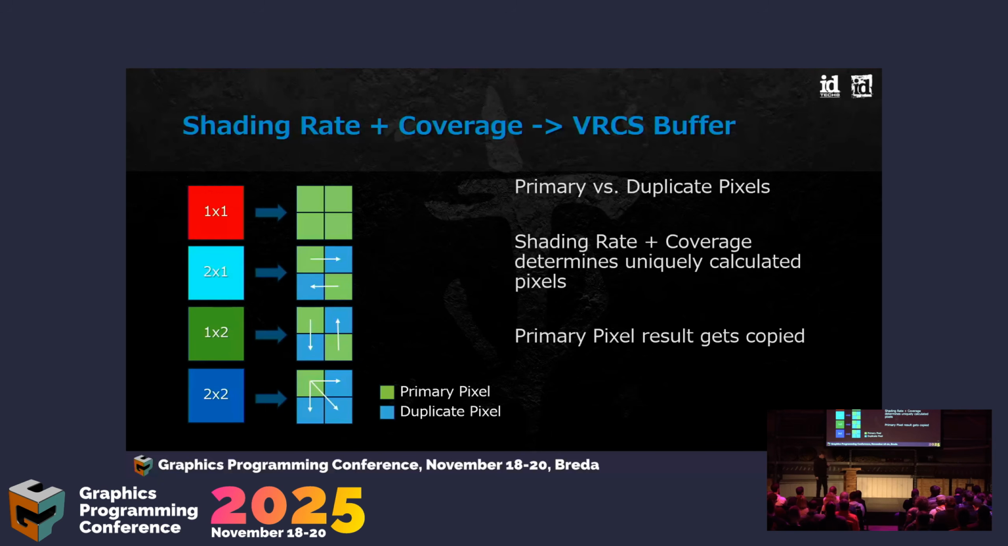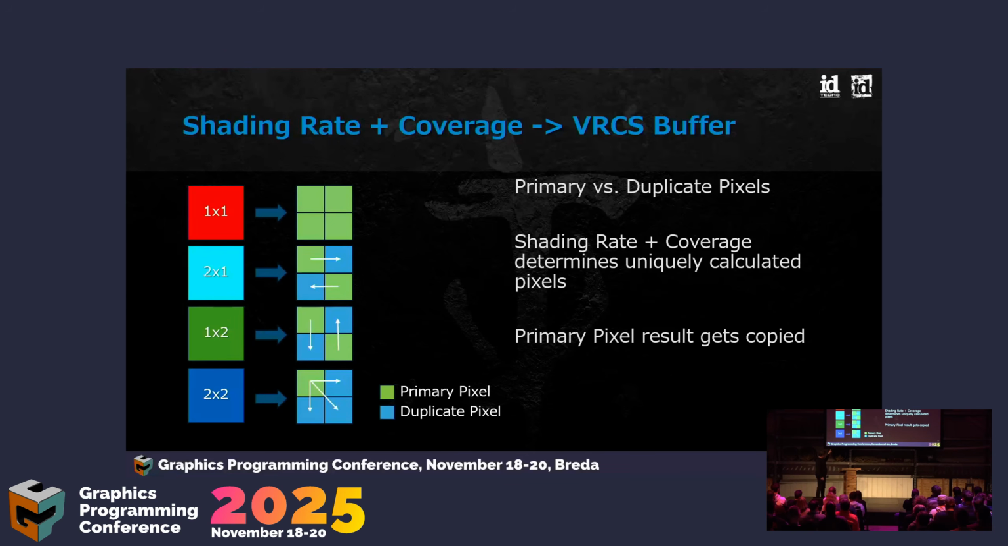Like the 1-by-1 shading rate is easy. It's basically every pixel in the quad is uniquely calculated, so we have no shading rate, no coarse shading. Then the 2-by-1 shading rate, which means 2 pixels are uniquely calculated and copied to their respective neighbors horizontally. The 1-by-2 is the same, but copied vertically. And note that those half-rate pixels are arranged in a checkerboard pattern that we alternate every frame.